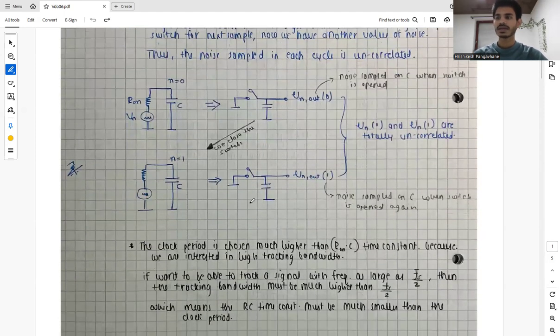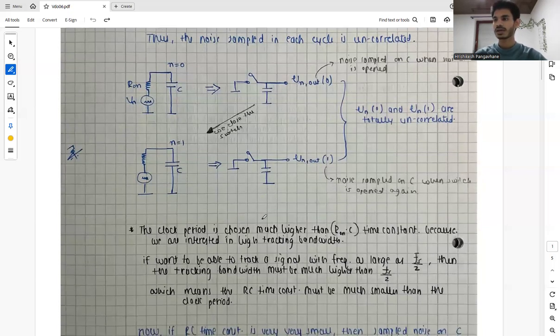So why? The clock period is chosen much higher than the RC time constant, because we need a high tracking bandwidth. If we want to be able to track a signal with a frequency as large as fs by 2, then the tracking bandwidth must be much higher than fs by 2. So what does this mean? It means that the RC time constant must be much smaller than the clock period itself. Rethink about it, go through it once again. You'll be able to catch it very nicely.